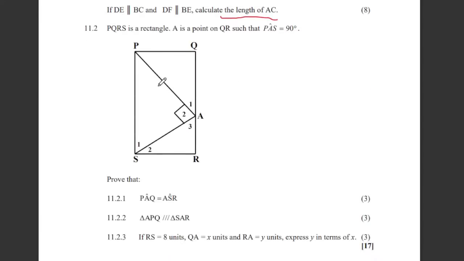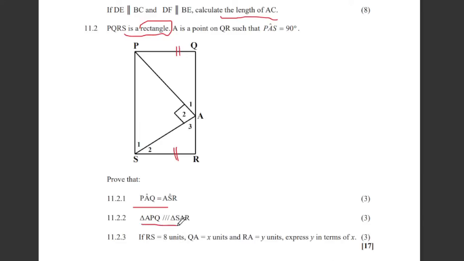Same story with 11.2. Okay, they gave us PAS is a 90. Okay, and they told us it's a rectangle. We need to know the properties of a rectangle in this case. Okay, so PAQ is what they need. Can you prove that PAQ is the same as ARS? Prove. Remember, with the rectangle, this side is equal to that side, and all of that side is equal. So use the information that is given to just prove that.